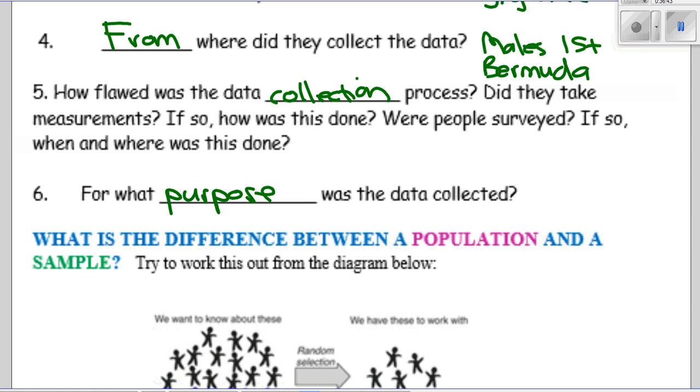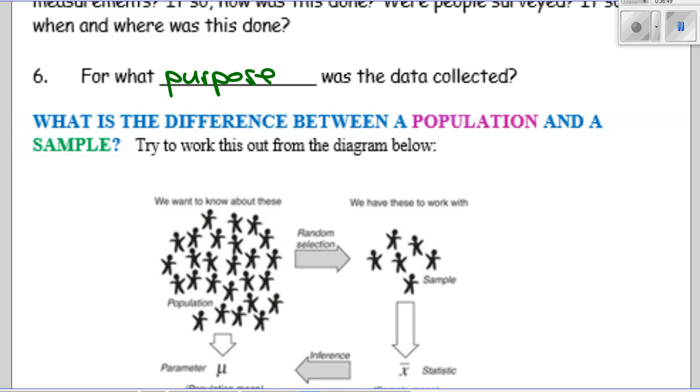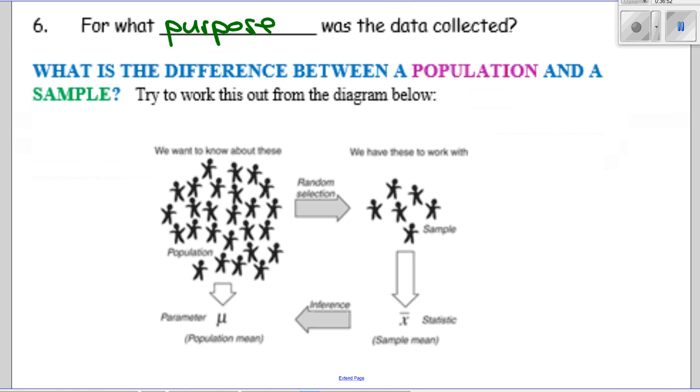Did they take measurements? If so, how was it done? Were people surveyed? If so, when and where? What purpose? That kind of thing. And Lauren, I'd like to ask you about these things. What is the difference between a population and a sample?